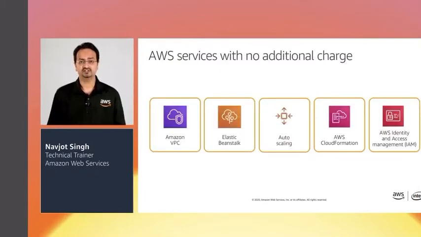There are AWS services that are free of charge: Amazon VPC, Elastic Beanstalk, Autoscaling, AWS CloudFormation, and AWS IAM. While there is no charge for the service, note that there is a charge for any resource spun up with these services. For example, if Autoscaling starts a new EC2 instance, there is a charge for the EC2 instance.